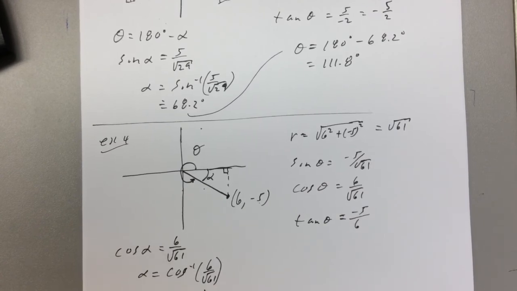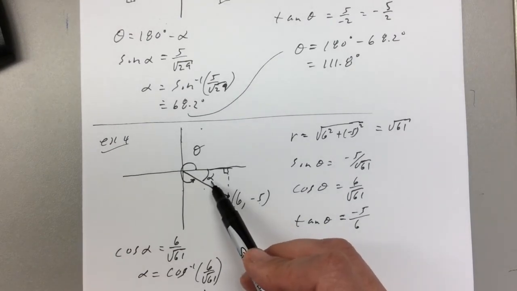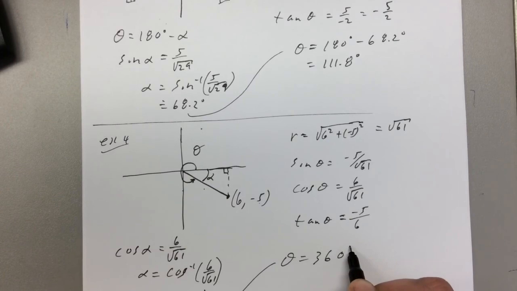39.8 degrees, approximately. In this case, we're going to subtract alpha from 360 to get theta. Okay. So theta equals 360 minus alpha. Okay. And that would be 320.2 degrees.